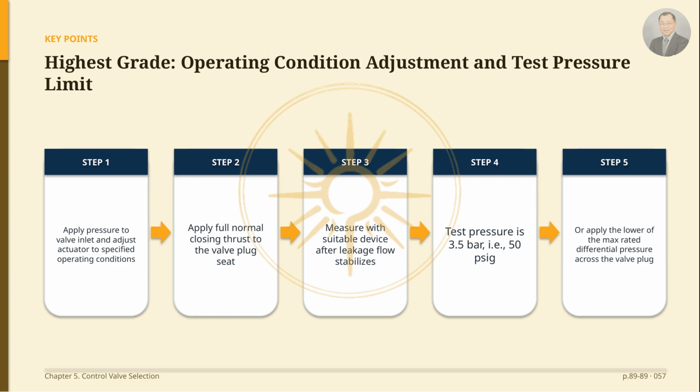Finally, we have the testing procedure for the most stringent class. In this case, pressure is also applied to the valve inlet, but the actuator is adjusted to the specified operating conditions, and the full normal closing thrust is applied to the valve plug seat. After waiting for the leakage flow to stabilize, the leakage amount is measured using a suitable measuring device. The test pressure is either 3.5 bar, which is 50 psig, or the maximum rated differential pressure across the valve plug, whichever is lower. Please keep in mind that as the class increases, the procedures are designed so that the test conditions more closely resemble actual operating conditions and the measurements become more precise.